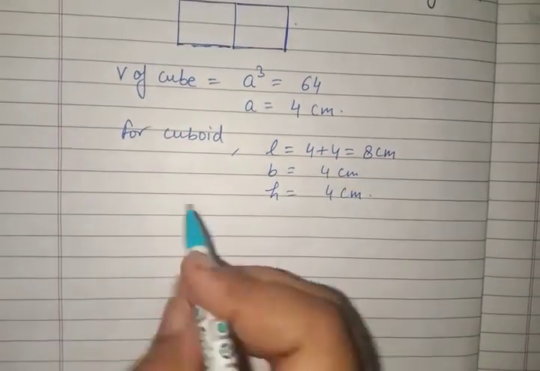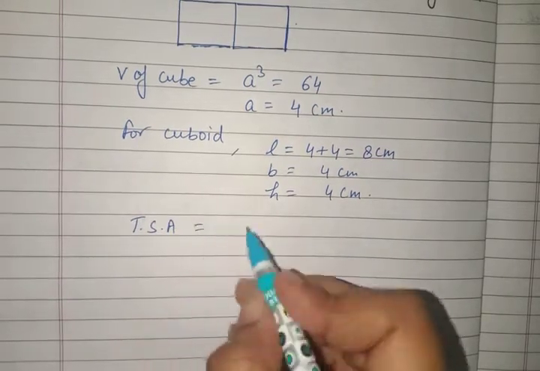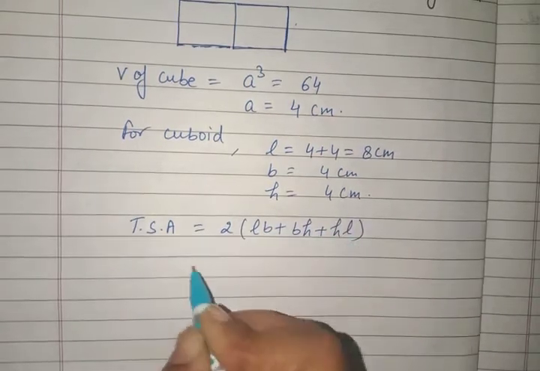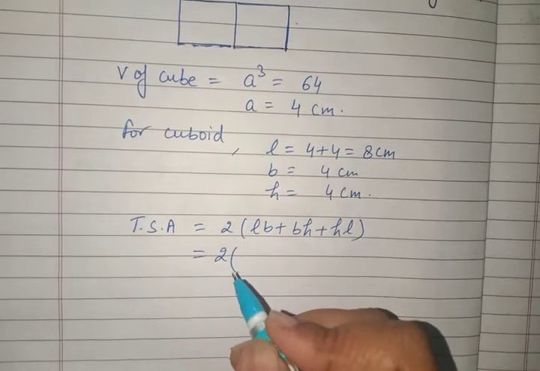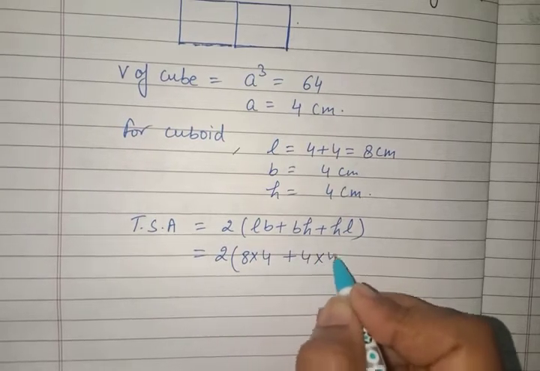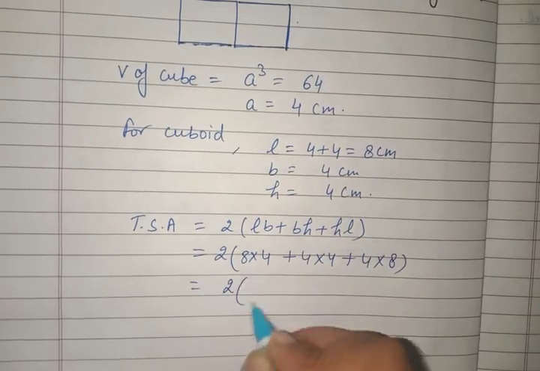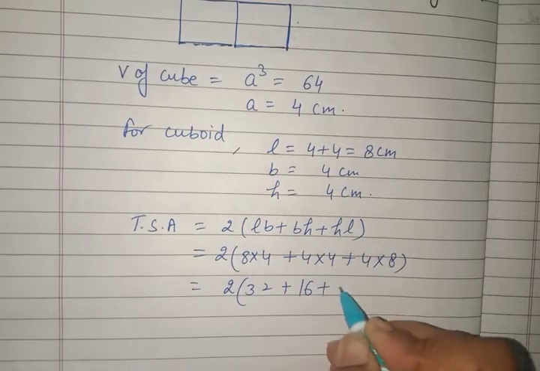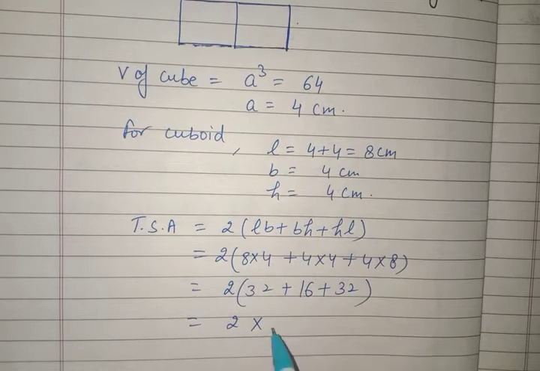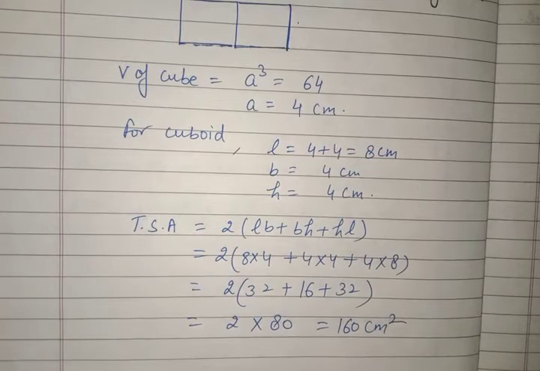So for the resulting cuboid, total surface area, if the word surface area is written, the meaning is total surface area you need to find, and the formula is 2(LB plus BH plus HL), which is equal to 2 times, write all the values of L, B, H, which is 8 multiply 4 plus 4 into 4 plus 4 into 8, and this is equal to, after calculation, 80, and 2 multiply 80 is 160. Because it is area, so the unit is 160 centimeter square.